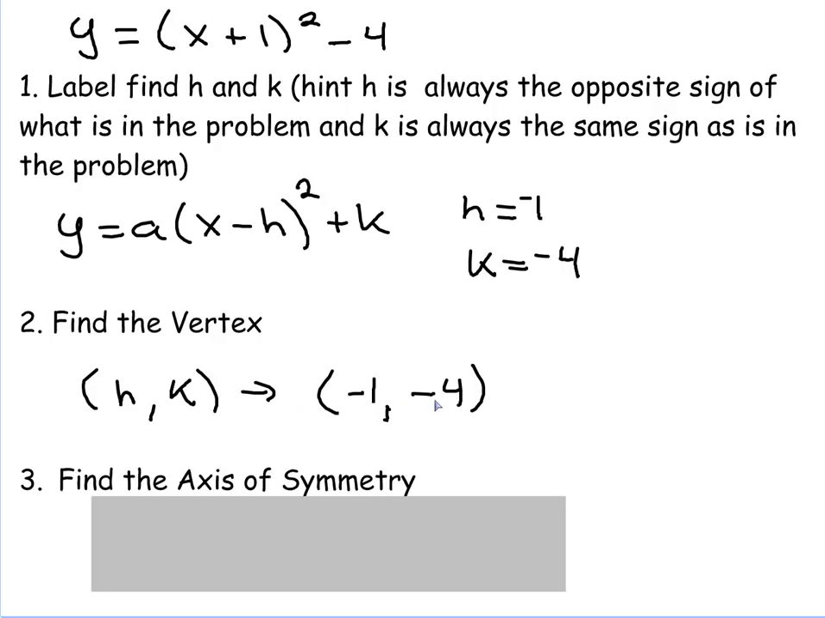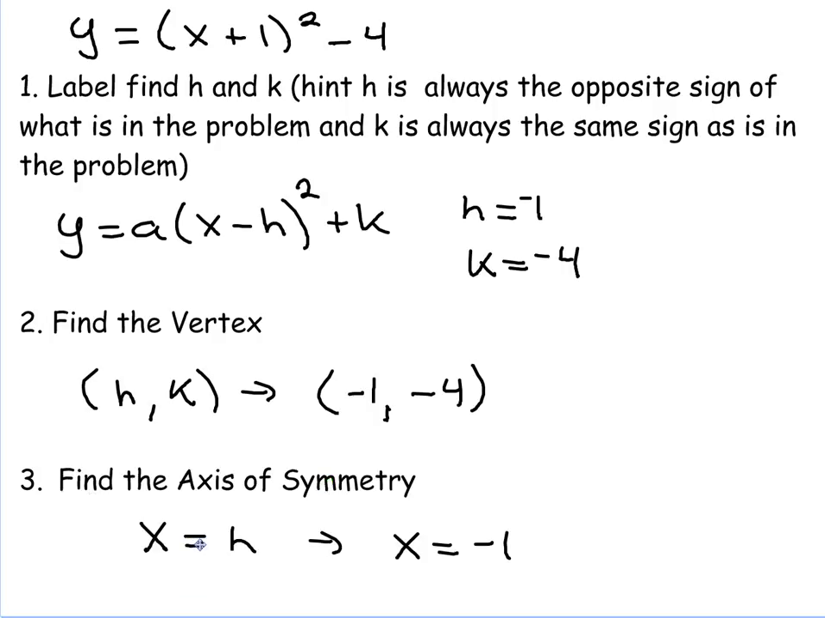As we've known from the other forms of graphing quadratic equations, the axis of symmetry always goes through the vertex, because the vertex is in the center of the parabola. So in this case, my axis of symmetry is x equals h, which is x equals negative 1.